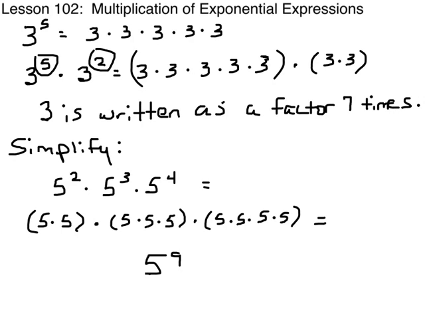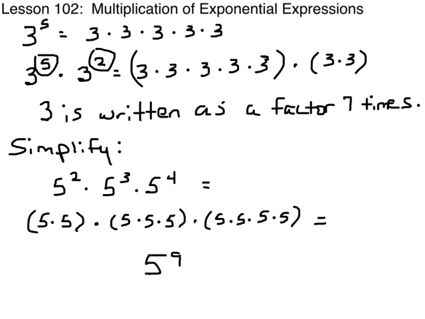Okay, when you see this, you know that you say that is 3 to the 5th power. And what it means is that 3 is multiplied by itself 5 times. When you see 3 to the 5th times 3 squared, what that means is 3 five times, 3 two times. So 3 is actually written out as a factor a total of 7 times. And if you see, 5 plus 2 is 7.